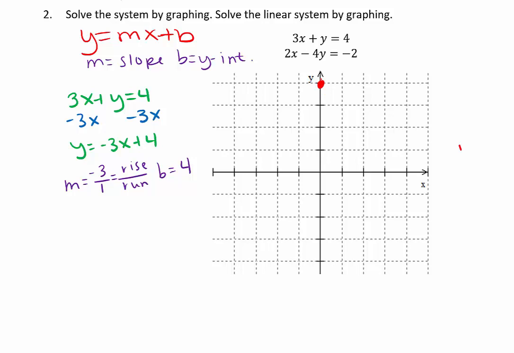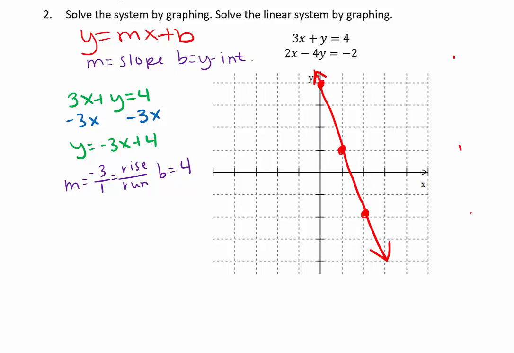I'm going to start by plotting a point at y equals 4. That's my y-intercept. Then I use my slope to go down 3, rise -3, and to the right, run +1. I can repeat this process a few times, and once I have enough points, I'm going to connect the dots and create a graph of that first line. So in red, I've graphed the first line.